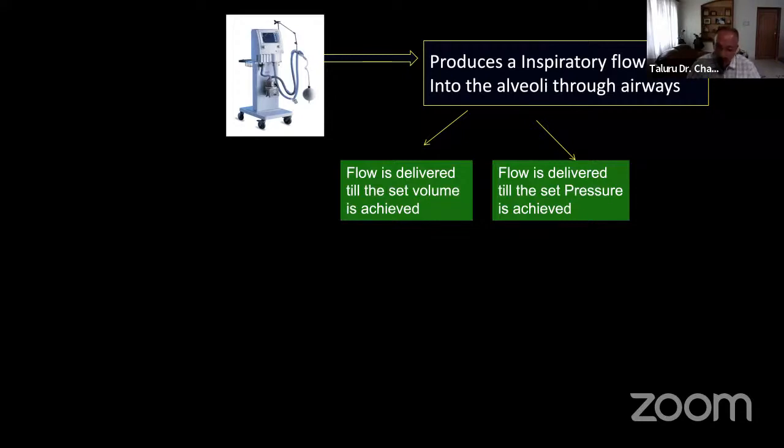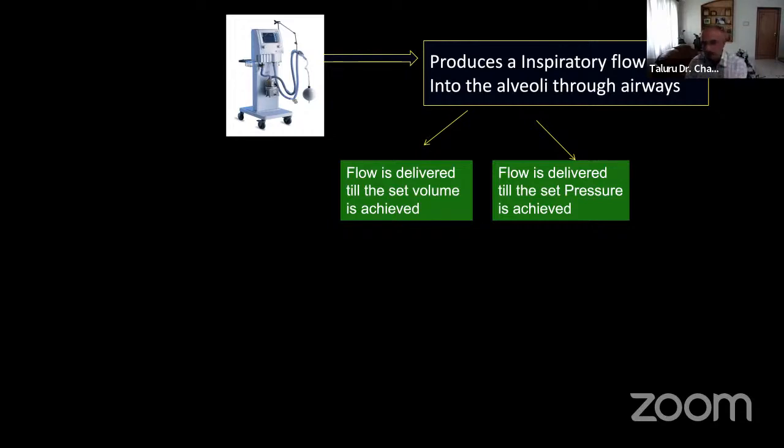So with so many components, what do you think a ventilator does? Remember this, a ventilator does only one thing. You have to remember this. It produces an inspiratory flow of gas. It doesn't do anything other than that. Whatever you set, first thing it does is it produces an inspiratory flow of gas. It goes through the airways and gets into the alveoli.